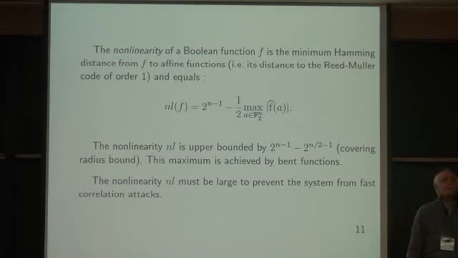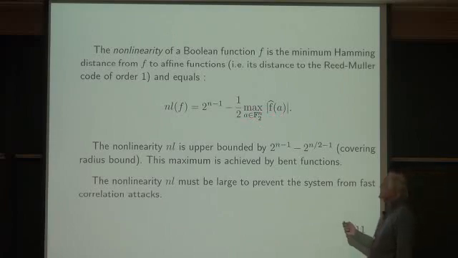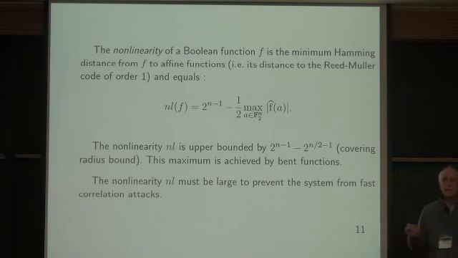But it can be very simply expressed by means of the Walsh transform. The nonlinearity equals 2^(n-1) minus half the maximum magnitude of the values of the Walsh transform. Thanks to this property and to the well-known Parseval relation, the Walsh transform being a Fourier transform, it has a Parseval relation. And this Parseval relation directly gives that the nonlinearity is upper bounded by 2^(n-1) minus 2^(n/2-1), whatever the parity of n.